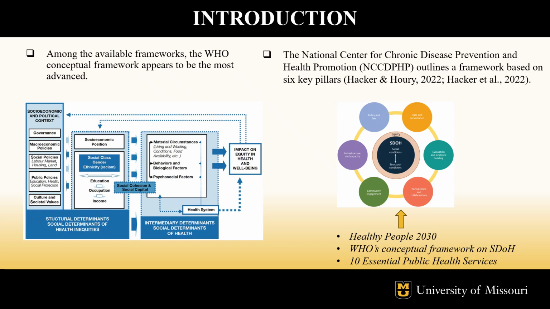The World Health Organization's conceptual framework is one of the most advanced models for understanding how social and economic factors influence health. In the United States, the National Center for Chronic Disease Prevention and Health Promotion developed a framework based on six key pillars, combining the Healthy People 2030 guidelines, the WHO frameworks, and the 10 essential public health services to guide efforts in reducing health disparities.